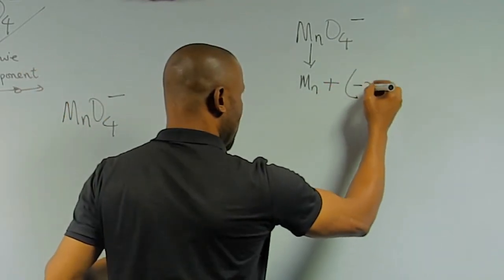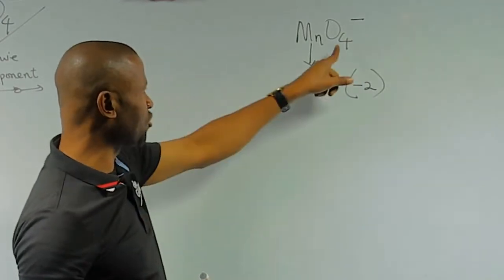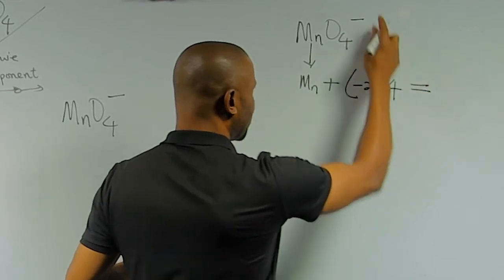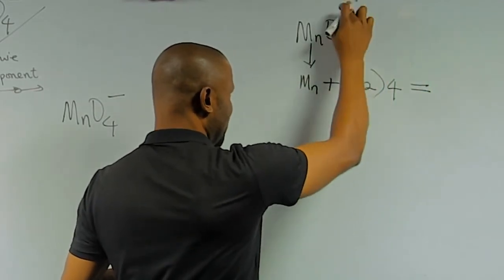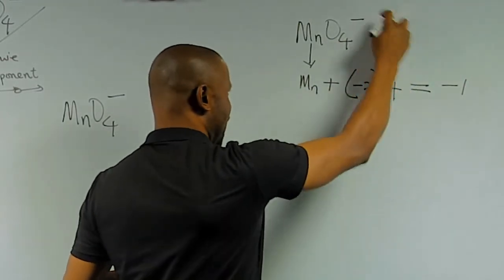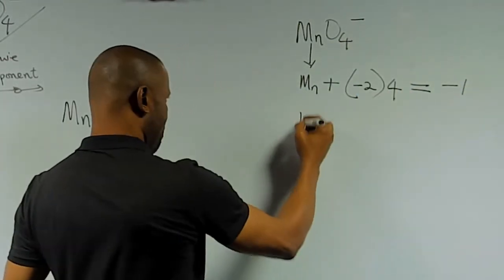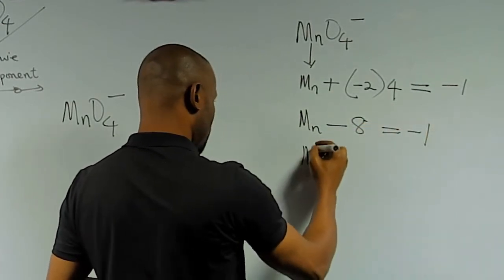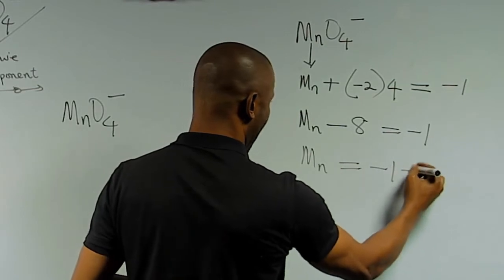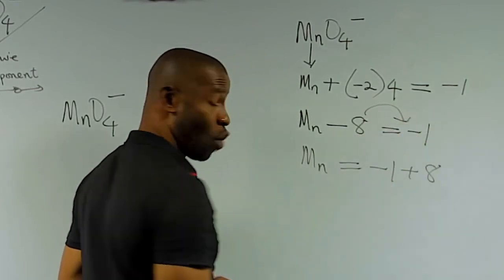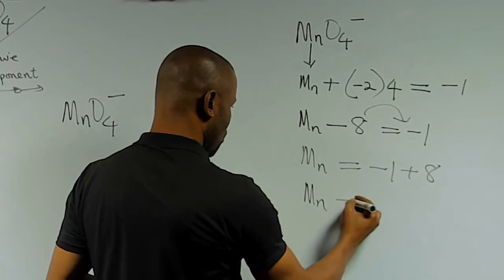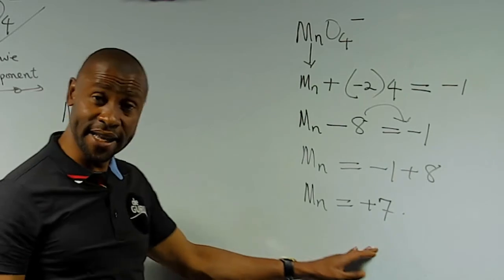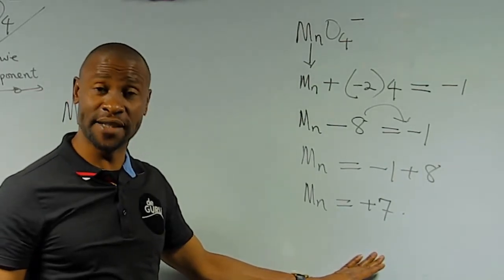So I'm going to write -2. How many atoms of oxygen do you have here? There are 4 of them. Multiply by 4 equates to the overall oxidation state, the charge on it, which is -1. If there's no charge, it equates to 0. So manganese -8 is equal to -1. So manganese will be equal to -1 plus 8, this man crossing the sign of equality. So manganese will be equal to +7. Class, you can see clearly that the oxidation state of manganese here is +7.